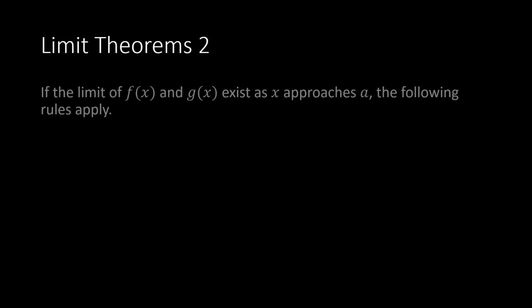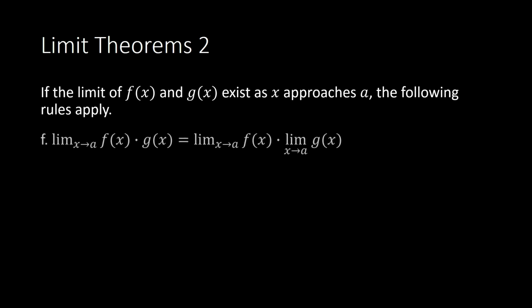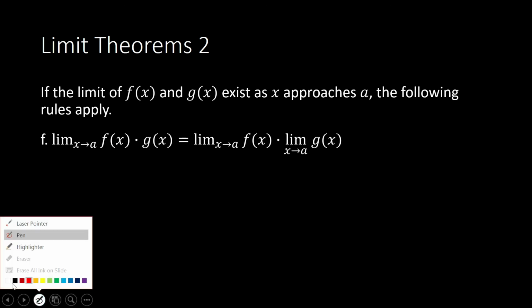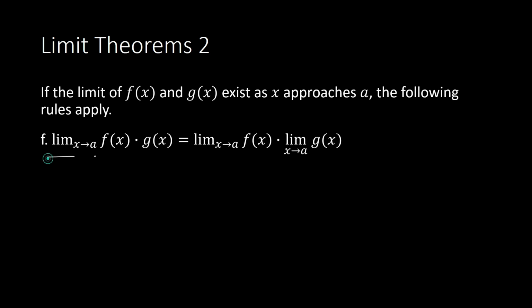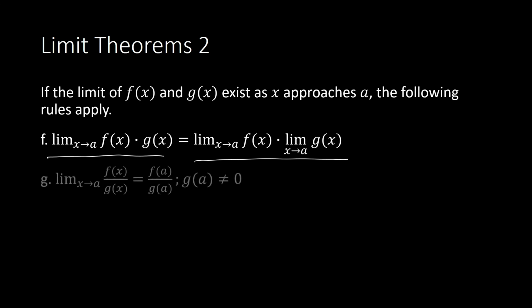So we shall add more to the list of theorems that we have about functions. If the limit of f of x and g of x exists as x approaches a, the following rules apply. The limit of f of x times g of x as x approaches a is just equal to the product of their limits. The limit of f of x divided by g of x as x approaches a is equal to f of a divided by g of a for as long as g of a is not equal to 0.